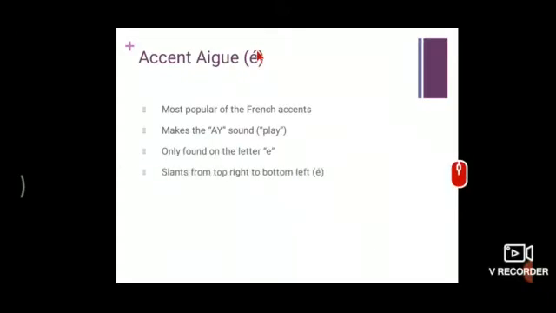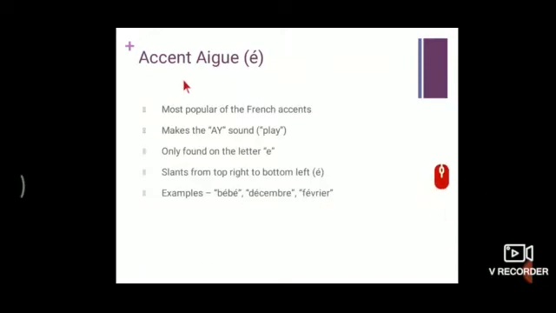It slants from the top right to the bottom. Okay, like this you have to do it: top right to the bottom. This example I already showed you in the book. The same examples: bébé, A sound; décembre, A sound; février, A sound, okay? Bébé, please repeat: bébé, décembre, février.